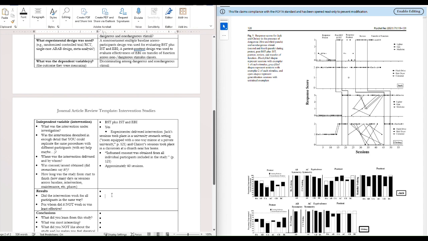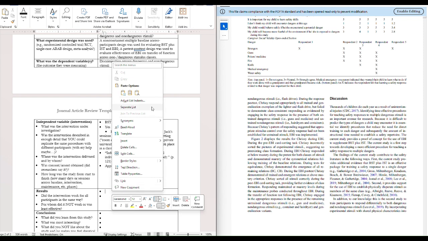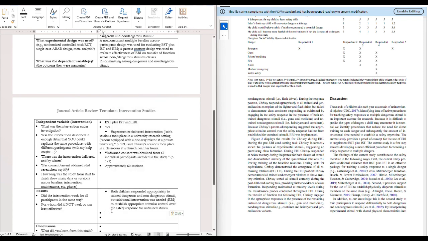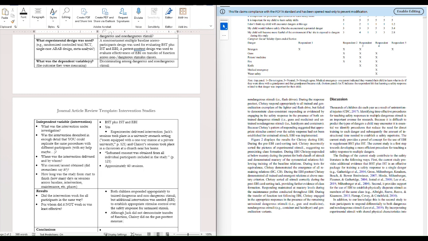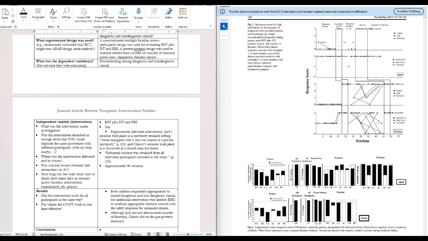All right. Did the intervention work for all the participants in the same way? And you're going to need to read that. And for whom did it not work or was least effective? In the article, it tells me this information. When it talks about results, it'll talk about how the participants may have done it differently. You can also, if this was a better graph, see Chrissy and Jack, look at that. He had all high responding. He had very little need, but Chrissy had variable responding, right?